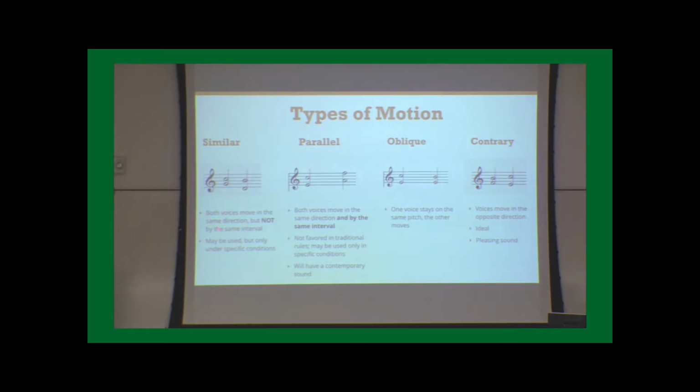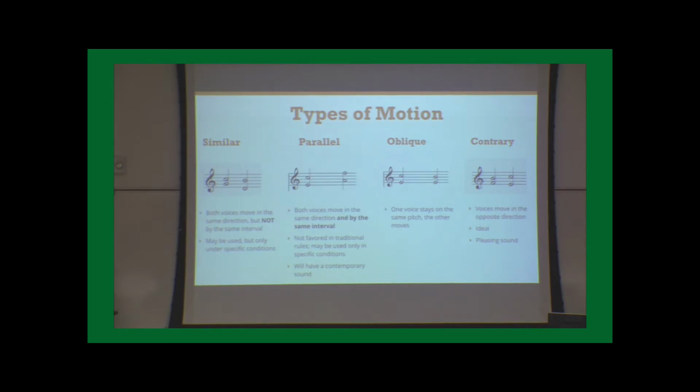Similar, both voices moving the same direction, but not by the same interval. C is going down to B. G is going down, that was only a half step. G is going down, but it's going down a fourth to D. Over here, C is going up a perfect fourth to F. E is going up a perfect fourth to A. See the difference? They're very similar. It's really, like I said, music's not hard. It's details that you've got to remember.